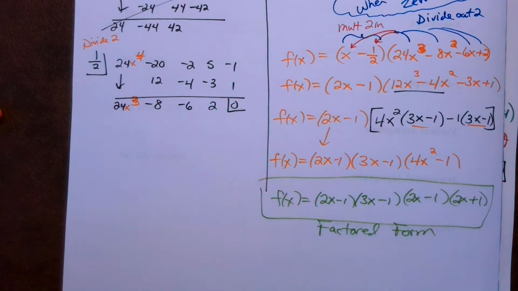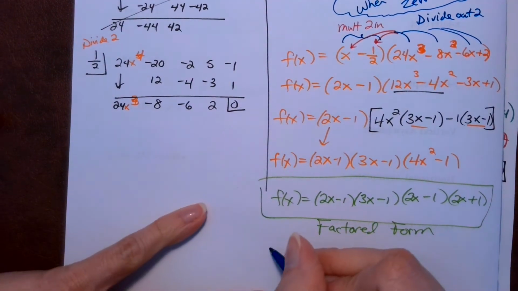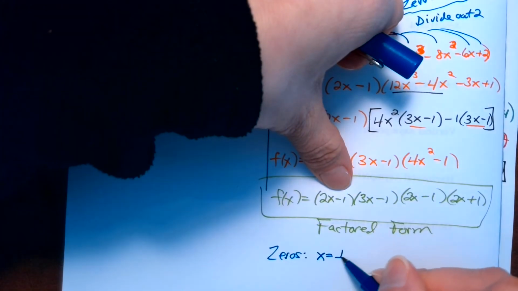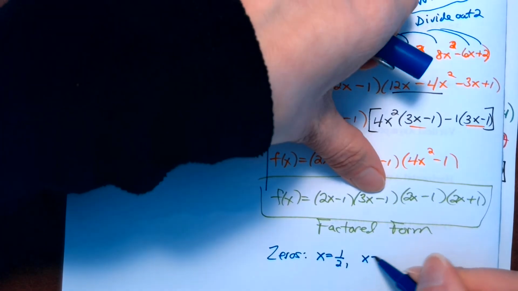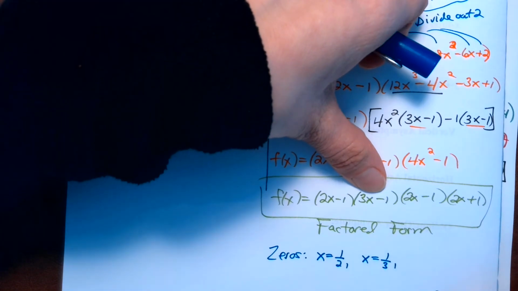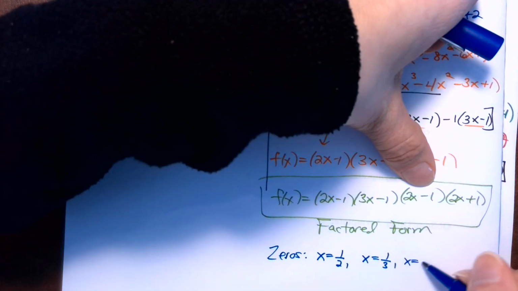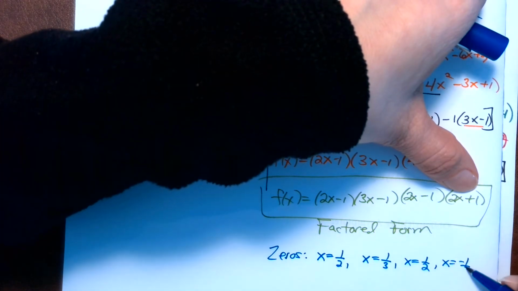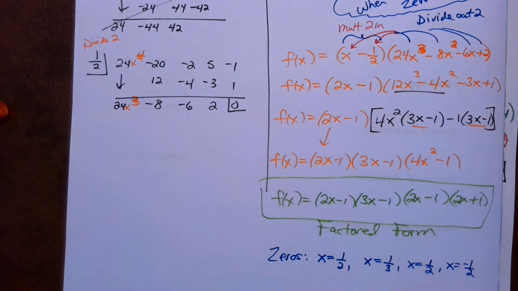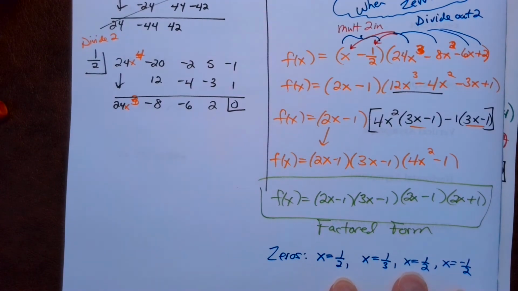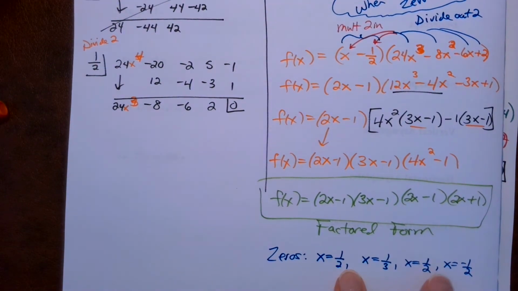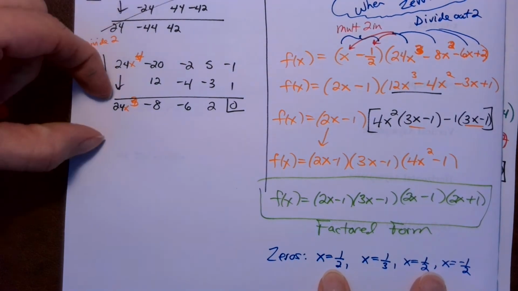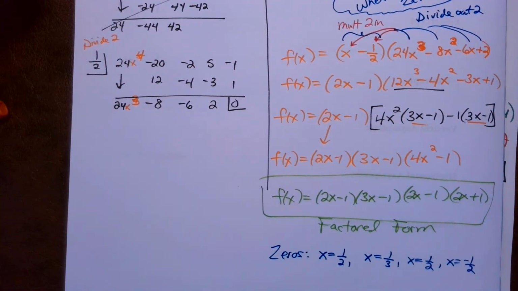Okay, if the problem said state the zeros, the first one is 1/2. We have another one at 1/3. We have another one at 1/2. And we have another one at negative 1/2. All of these should be up here in our list of PRZs. I notice 1/2 would have worked again. So you have to keep using them until he's exhausted.